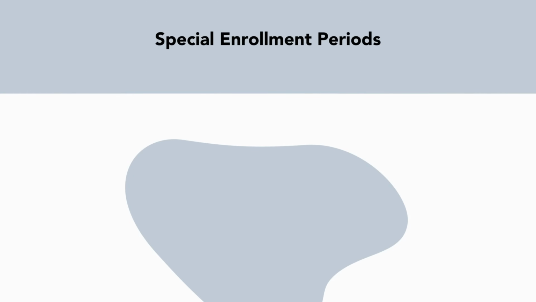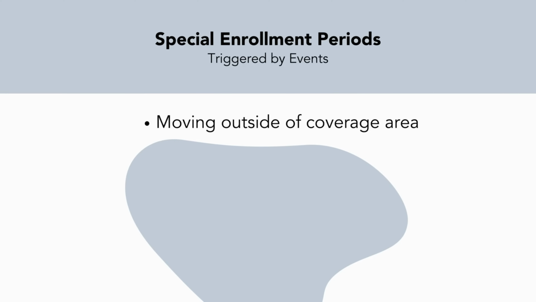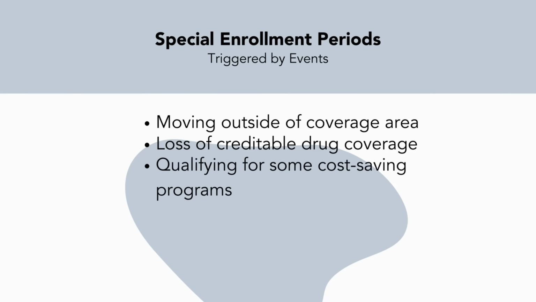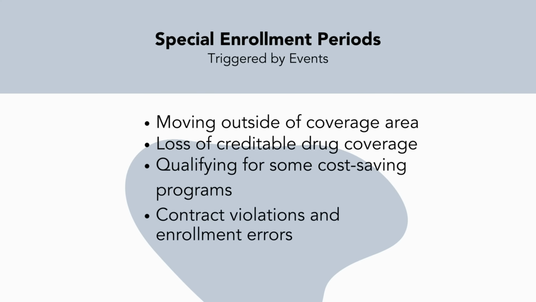Lastly, special enrollment periods. Like Medicare enrollment in general, changing plans with a special enrollment period is triggered by specific circumstances, like moving outside of a plan's coverage area, the loss of creditable drug coverage from an employer or other organization, or qualifying for certain cost-saving programs like Medicaid, Medicare Savings Programs, Extra Help, or a state pharmaceutical assistance program. There are also SEPs in response to contract violations or enrollment errors, such as being enrolled in a plan unknowingly, or being in a consistently low-performing plan, as it's rated on Medicare's star rating system.